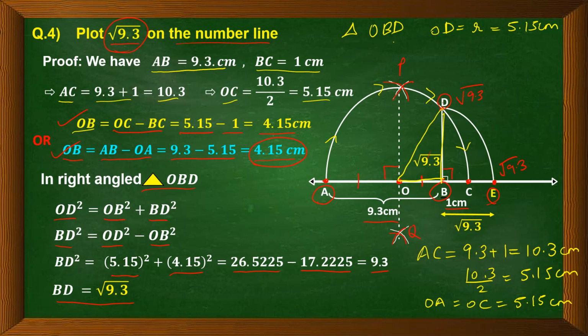And taking BD as the radius, we have drawn another arc over here, and this point E represents root of 9.3, right? So this is how we have solved this question.